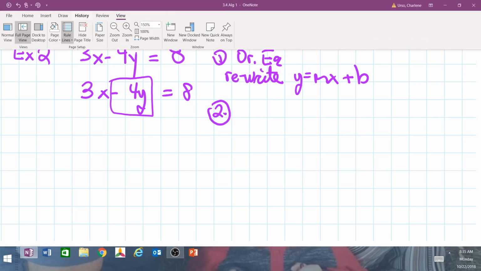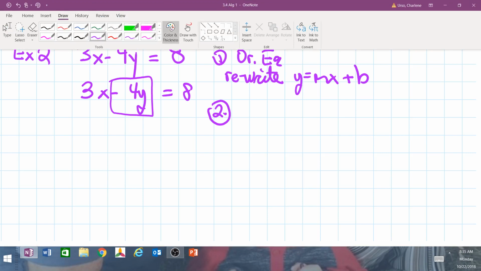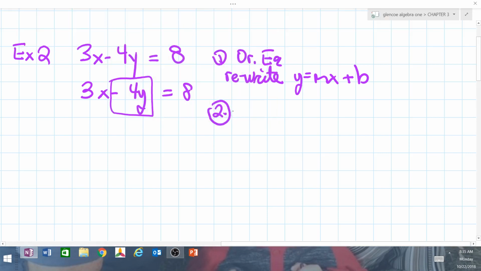I'm going to just change the color here. Yes, what am I going to do? Divide by 4. Before you can divide by 4, what do you have to do? That's a good idea. Joyce? Subtract 3x from both sides. So let's remember our little cheer. Variables to the left, numbers to the right. Stand up, sit down, fight, team, fight.